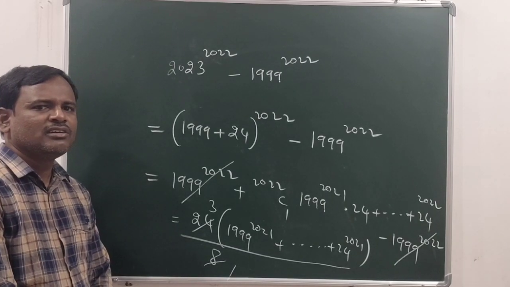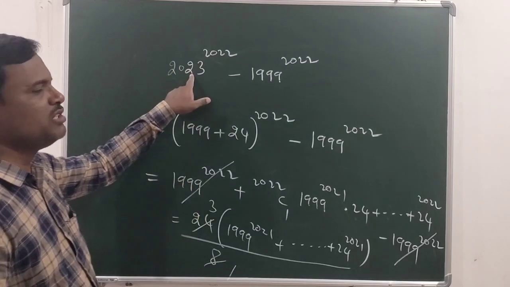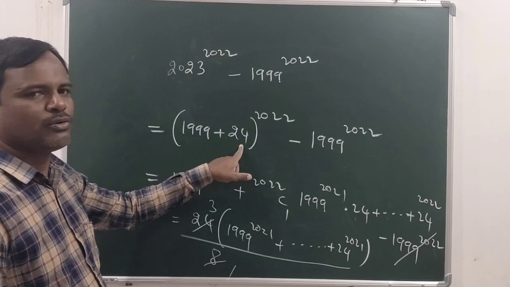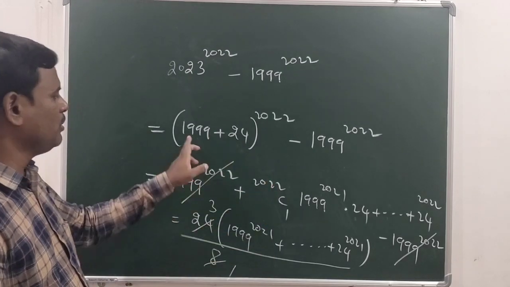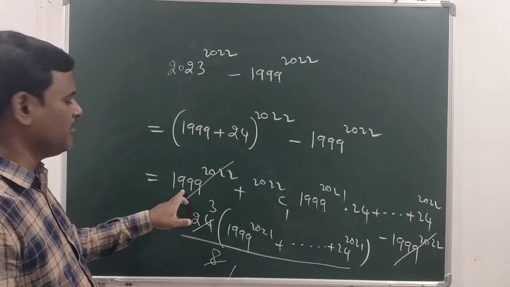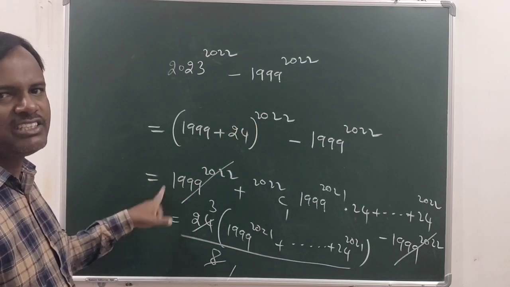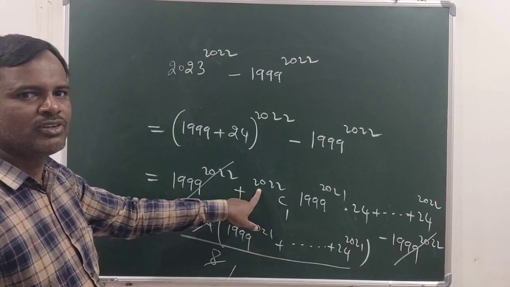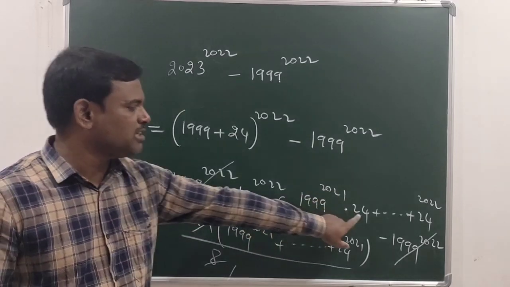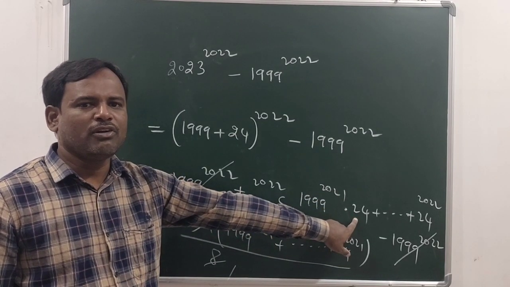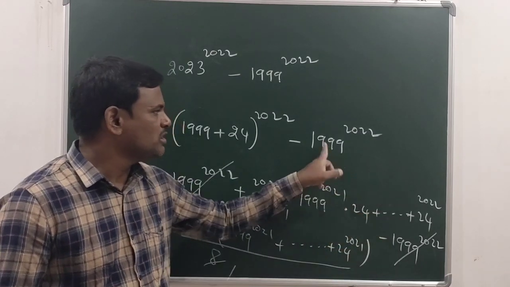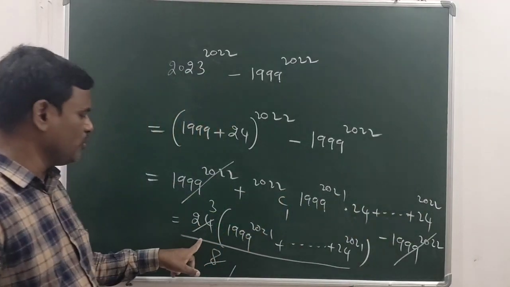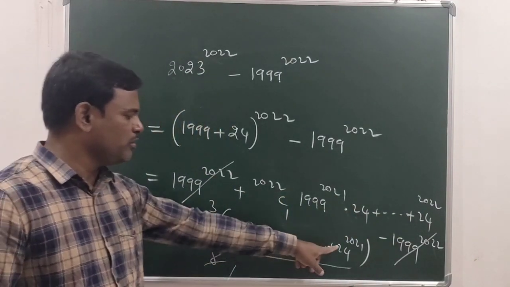Okay? Easy only. I just wrote this as 1999 plus 24 and went for the binomial expansion. For the first term, the coefficient would be NC0, which is 1, so I got this one. This is the second term, NC1 x to the power of n minus r, y power 1, and so on. So the last term and first term can be cancelled. From the remaining terms you can take 24 common. I took 24 common, 24 into this much.